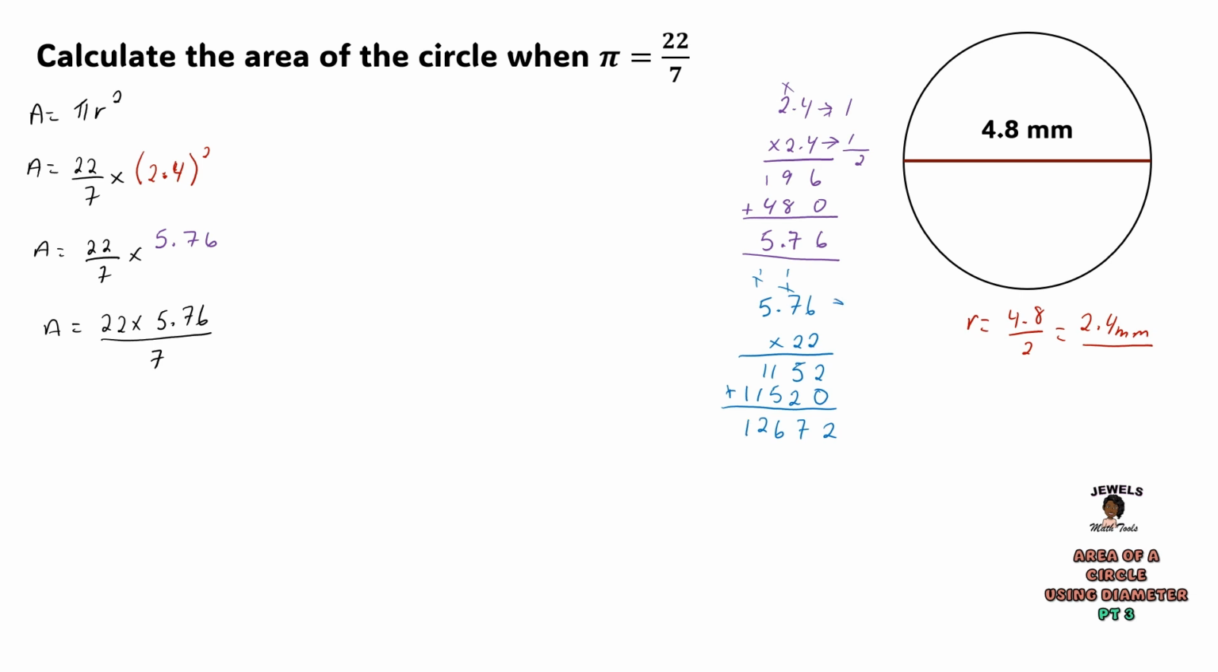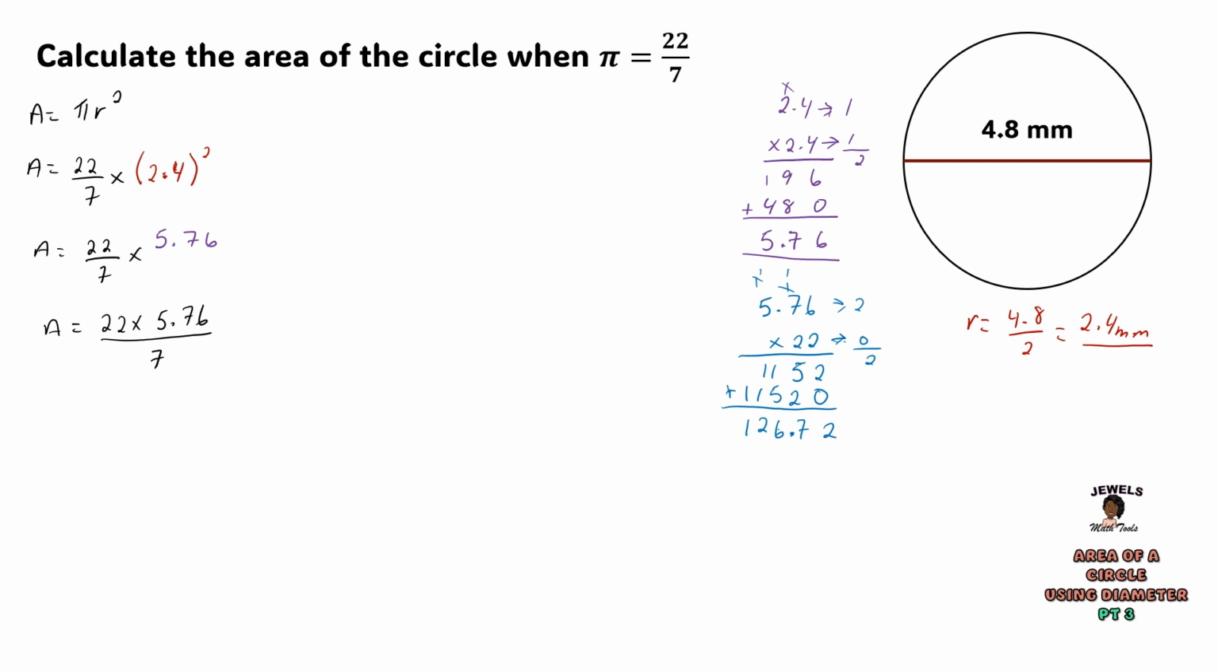And to input our decimal point, we have 2 digits behind the decimal point. And in 22, we have no digits behind the decimal point. So in total, we should have 2 digits behind our decimal point. So we count 1, 2, and input that decimal point right between our 6 and our 7.